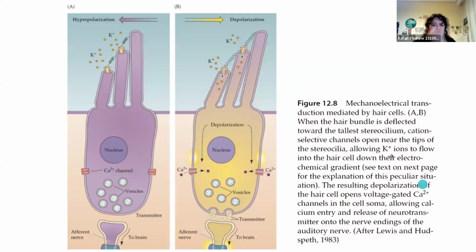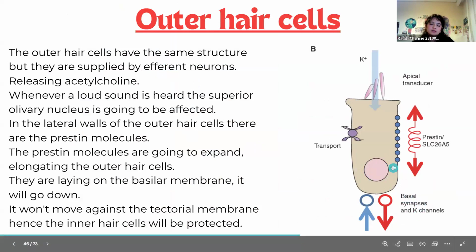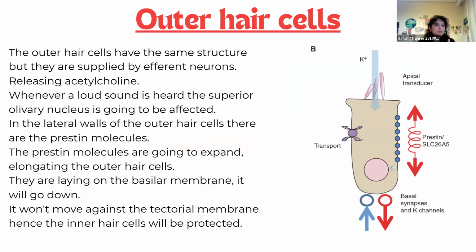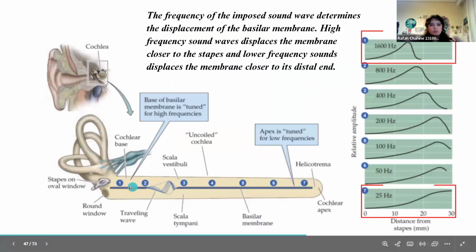One last important thing I would like to mention is that the outer hair cells are supplied by efferent neurons, hence the acetylcholine. The inner hair cells are supplied by afferent neurons, hence the glutamate, okay? So basically, they're going to go down through the basilar membrane, but then go up through the tectorial membrane. That will not allow the tectorial membrane to move anymore, which will decrease the stimulation going on in the inner hair cell. Okay, now this is what the cochlea looks like if we unwind it.